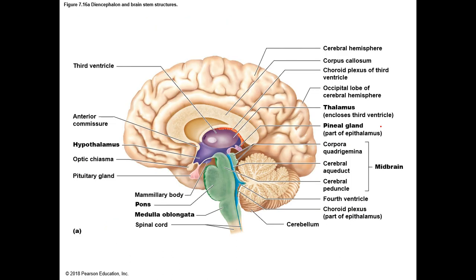Here is our picture of our brainstem. There are 3 different parts. We have our midbrain, which makes up a big region over here. We also have our pons and then our medulla oblongata.